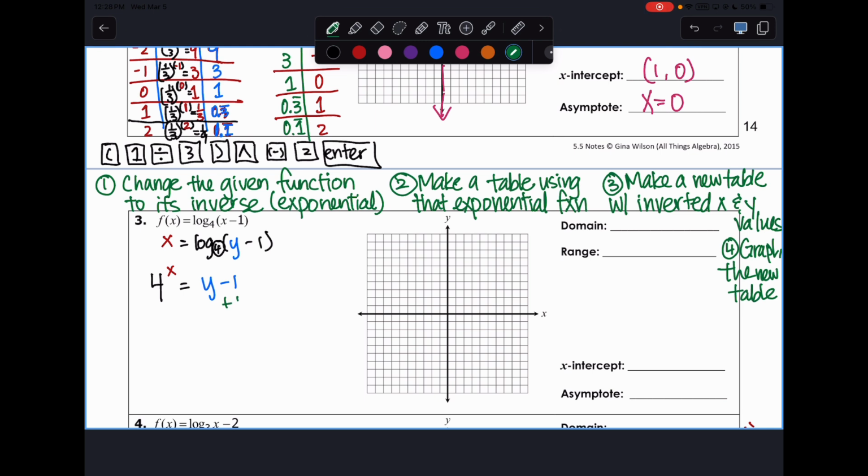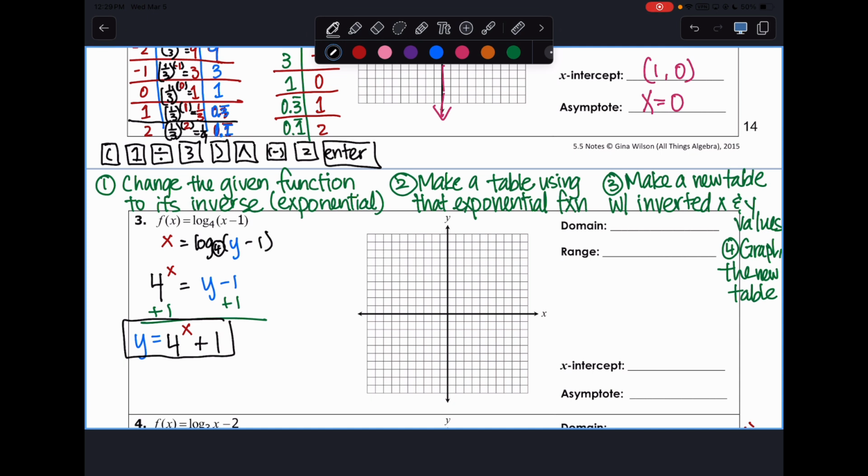Yeah, I'll do this one. Add 1, add 1. Can I add 1 to the 4? Why not? Because it has 4 to the x power, and we don't know what power that is, and we can't be changing the base. Okay? So keep it separate. So I'm going to rearrange it where it's y on the left equals 4 to the x power plus 1. This is my new inverse function that I'm going to use for my table.